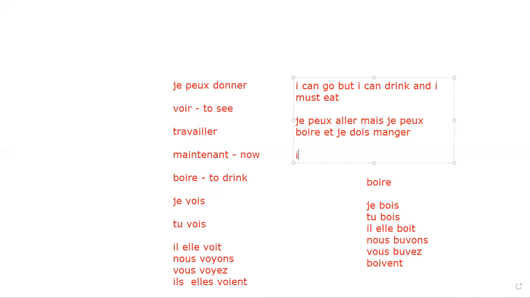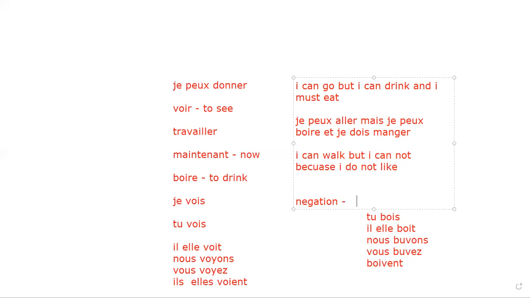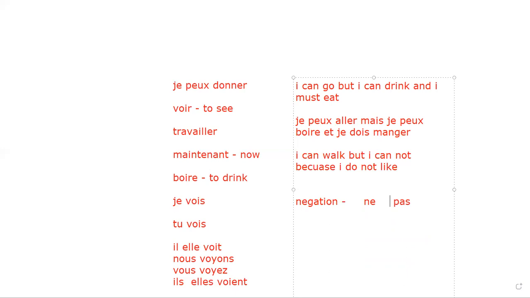For example, say I can walk, but I cannot, because I do not like. Now, team, what is my negation in French? Team, listen to me. Ne pas is my negation. Repeat after me. Ne pas. Literally, ne pas is my negation.